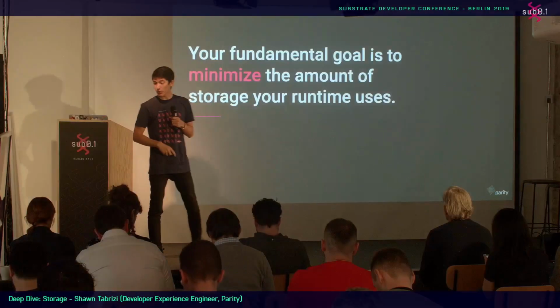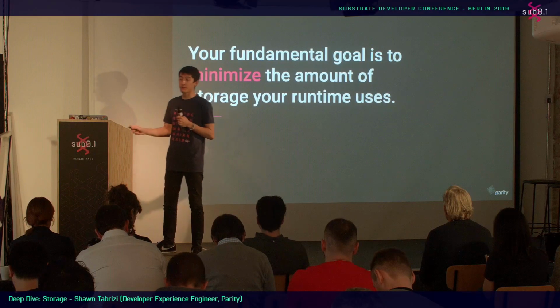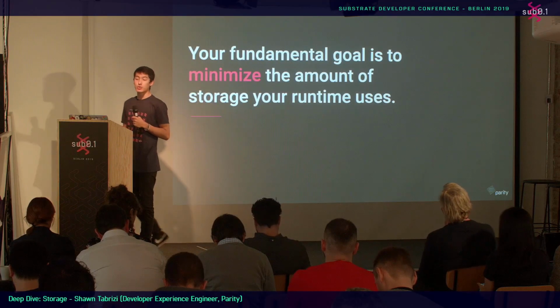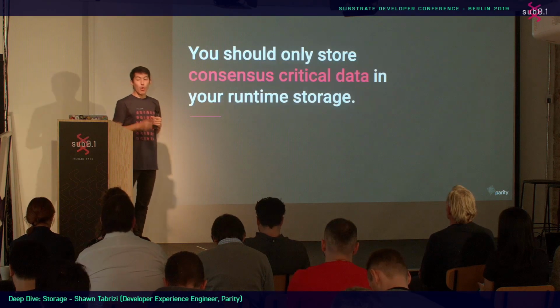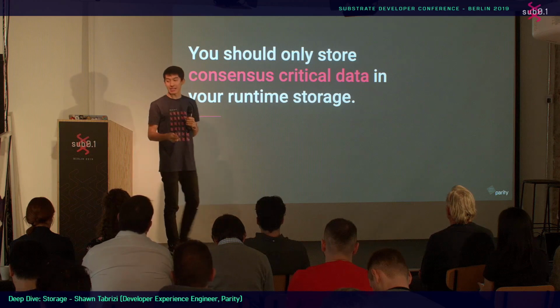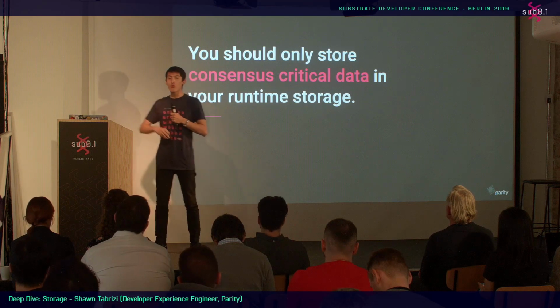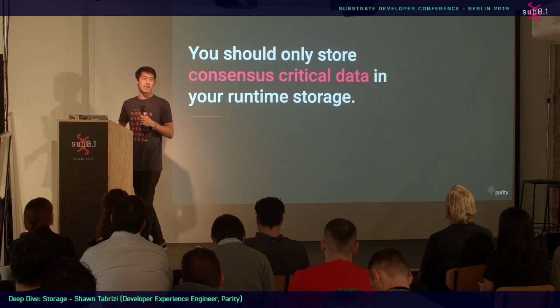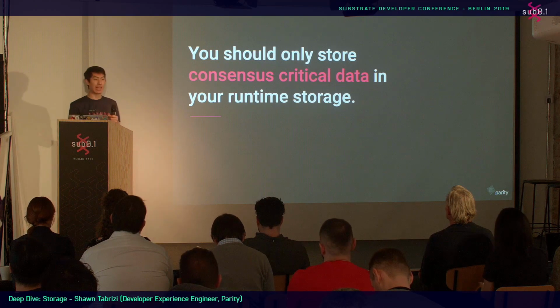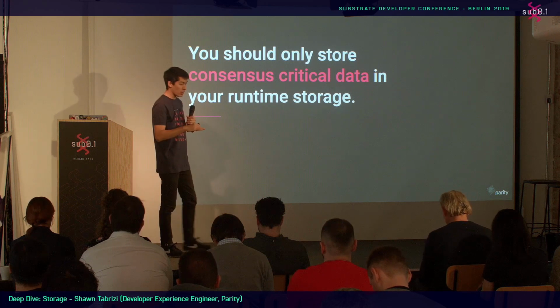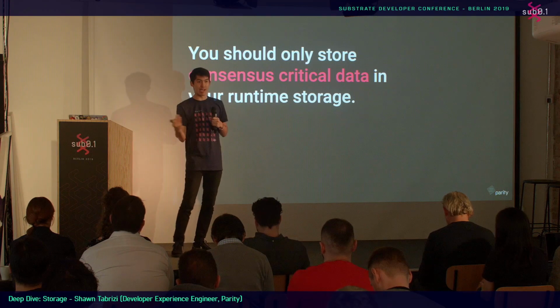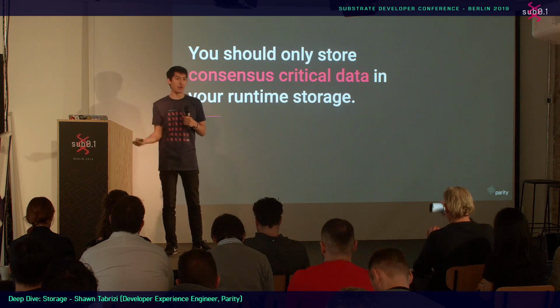First, the fundamental goal as a runtime developer is to minimize the amount of storage your runtime uses. And how do you do this? Well, you should only store consensus critical data in your runtime storage. You should not be storing random arbitrary metadata, random strings, random things, only consensus critical data. A good check of this is, if there's no point in your runtime logic where you read the data, well, probably it shouldn't be stored, right?